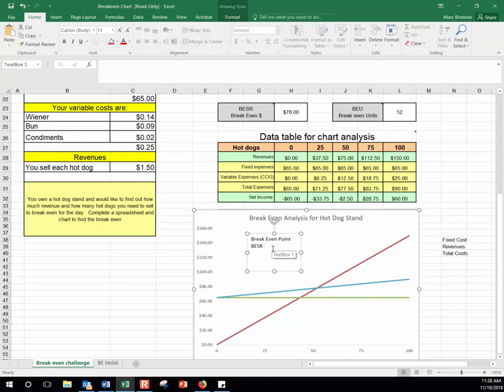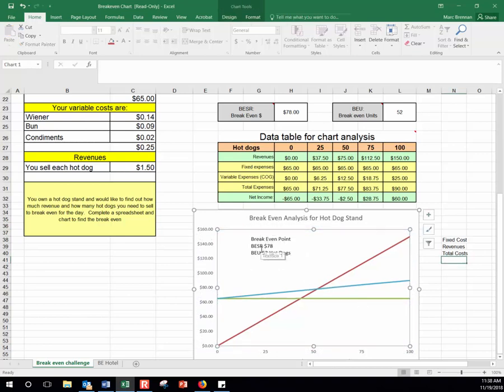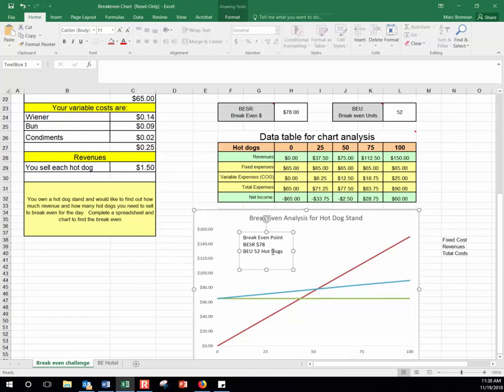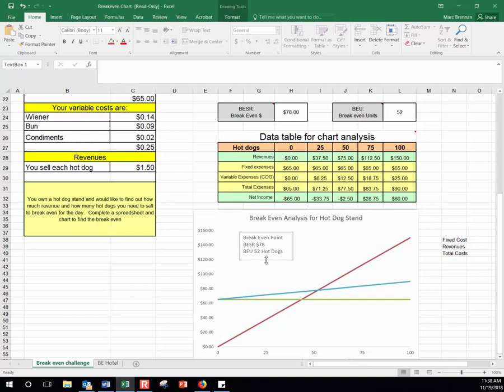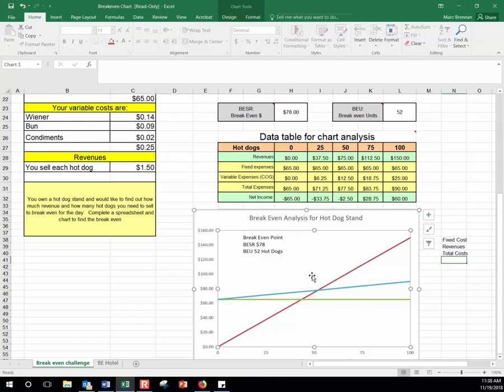And what did we say? We said $78. And break-even units was 52 hot dogs. And if we just, sorry, make it a bit smaller. And then what we're going to do is I want to highlight that this is the point.